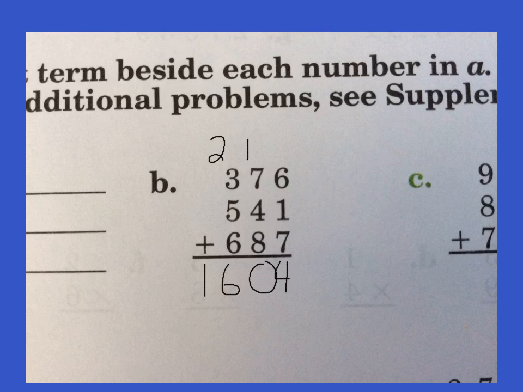Now remember, when numbers are bigger than 3 digits, you got to have a comma. And your comma always goes 1, 2, 3 places over. You start from counting here and go 1, 2, 3. And on the third place over is your comma. Our answer is 1,604.